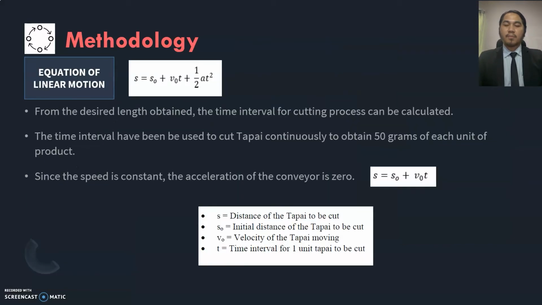Equation of linear motion. This is the equation of linear motion. From the desired length obtained, the time interval for cutting process can be calculated. The time interval has been used to cut tapai continuously to obtain 50 gram of each unit of product. Since the speed is constant, the acceleration of the conveyor is 0. And then the equation will change to S equals S0 plus V0 times T.